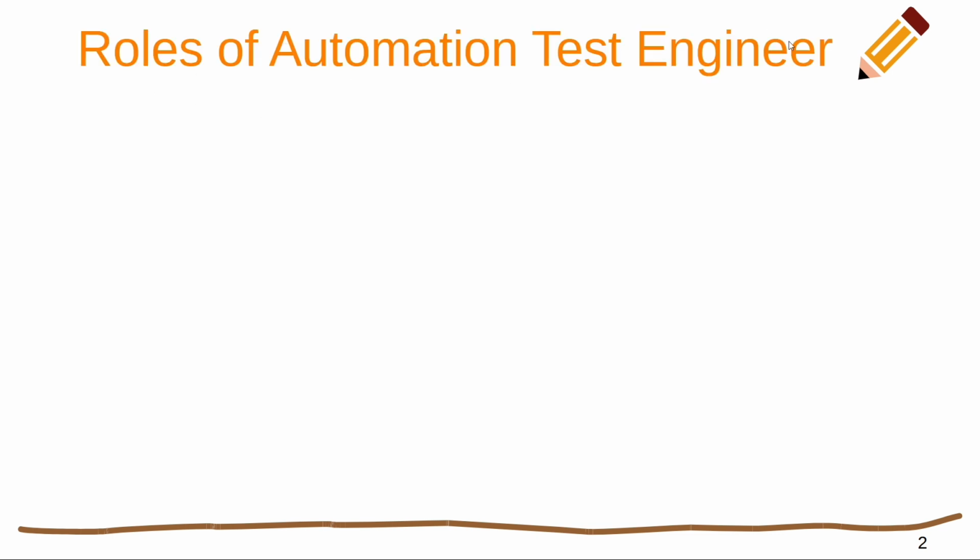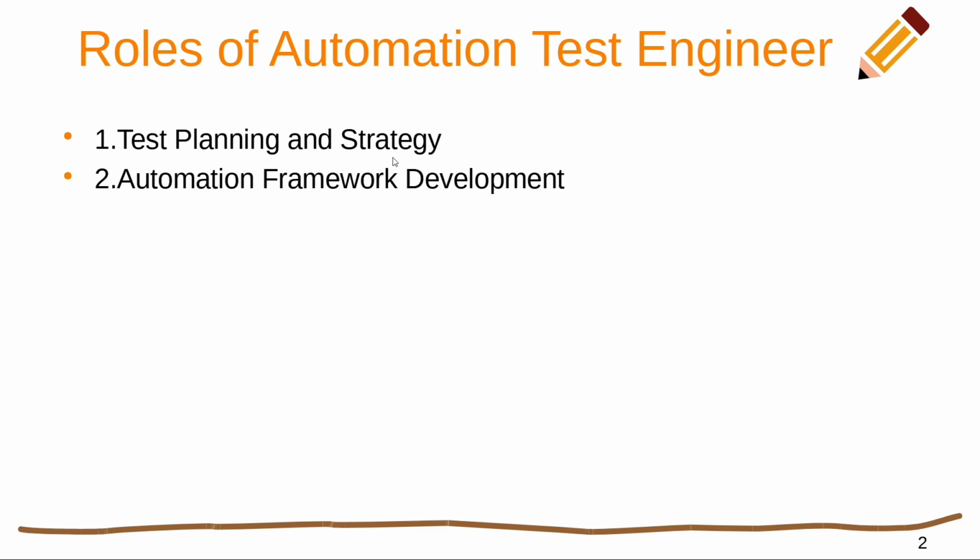So let's start. Very first stage is test planning and strategy. Understand the project requirements, whether functional or non-functional. According to that, make the test planning. Then define the strategy, test scope and test objectives. Then we need to identify test scenarios suitable for automation as well as manual testing. So the very first stage is test planning and strategy.